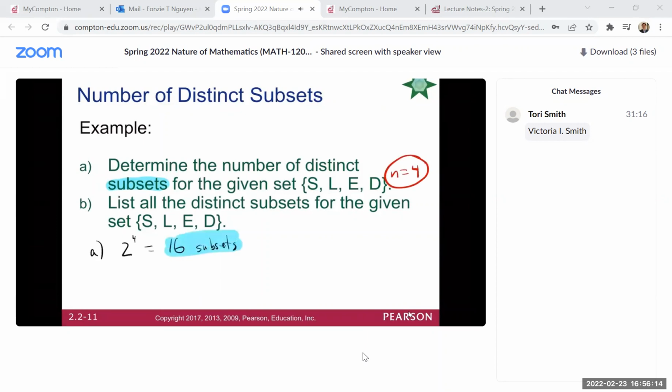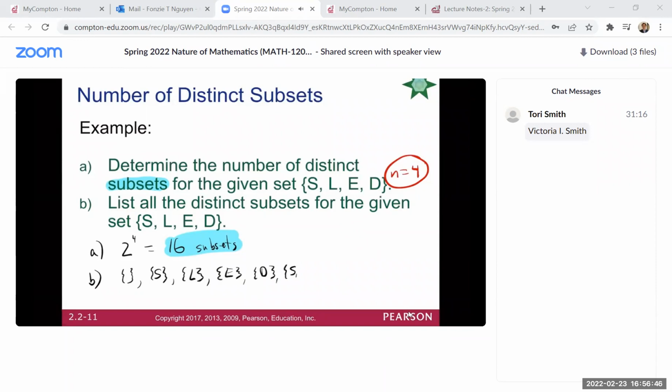All right. Part B, they want you to list all the distinct subsets. So this time they want us to write them all out. Remember, you can always start off with the empty set and then write out the ones that just have one single element in it. So what would that be? S, L, E, D. All right, then the ones that have two elements.